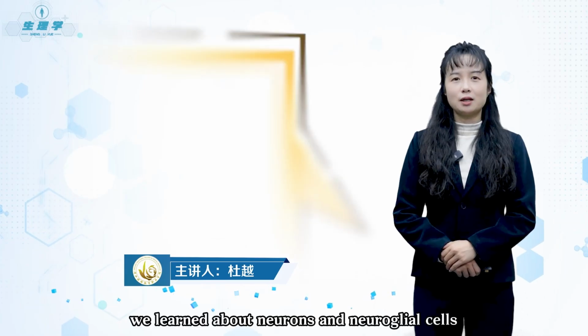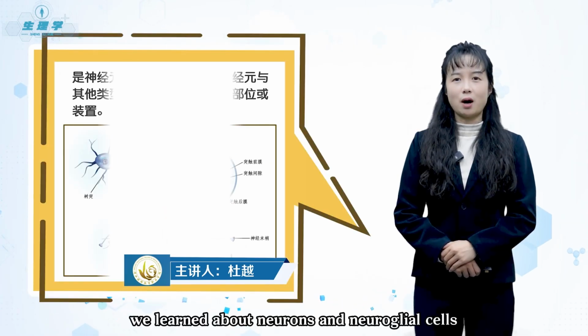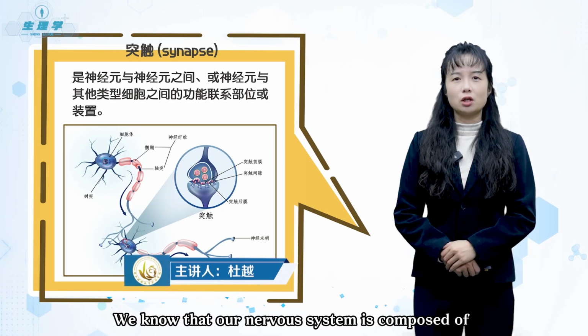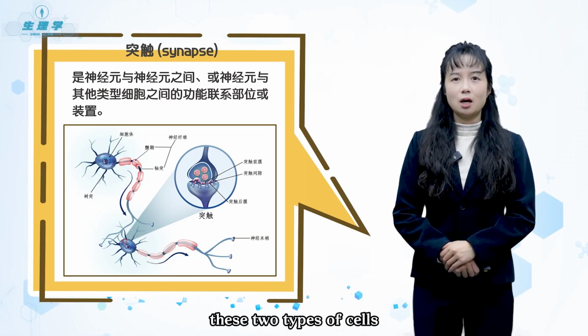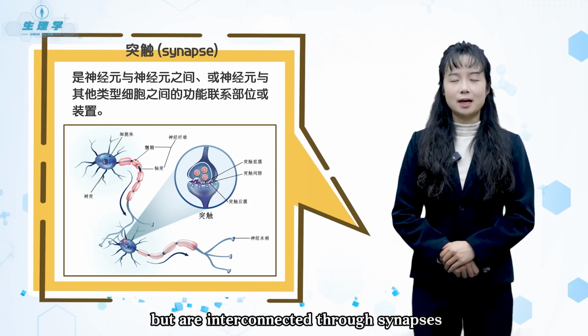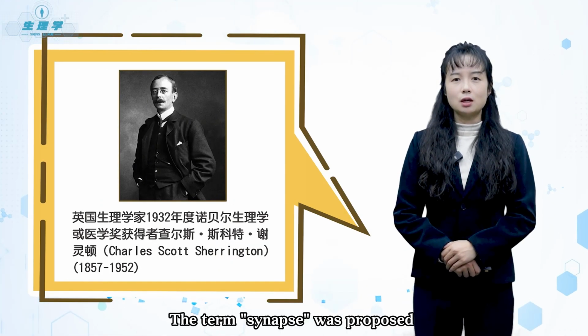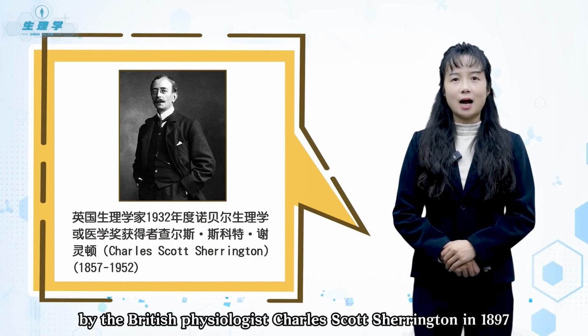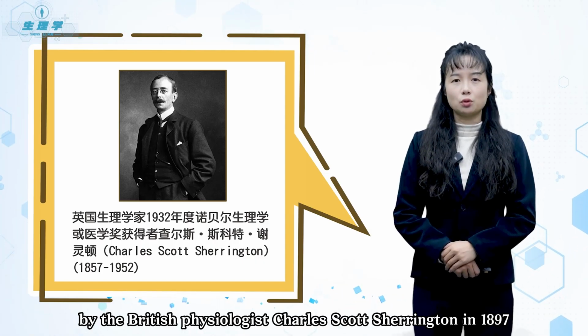Last lesson, we learned about neurons and neuroglial cells. We know that our nervous system is composed of these two types of cells. These cells do not exist in isolation but are interconnected through synapses. The term synapse was proposed by the British physiologist Charles Scott Sherrington in 1897.